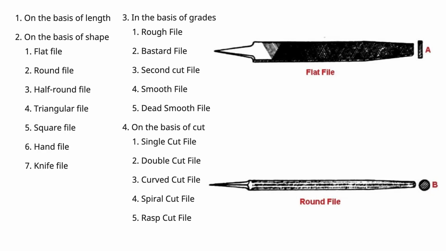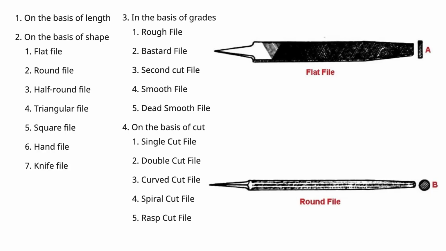On the basis of grades, meaning how the surface is and how to discriminate the surfaces: there is the bastard file, second cut file, which has crisscross cuts, smooth file, and dead smooth file, meaning very smooth. On the basis of cut, there are single cut file, double cut file, curve cut file, spiral cut file, and rasp cut file. So there is a very differentiated classification in the case of a file.